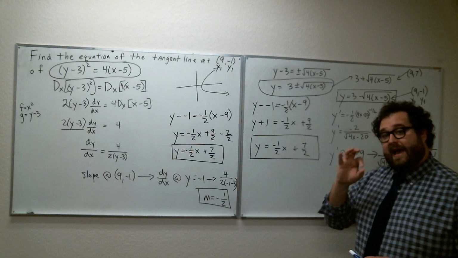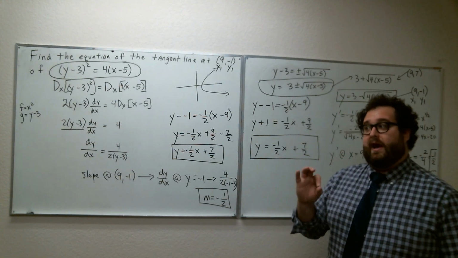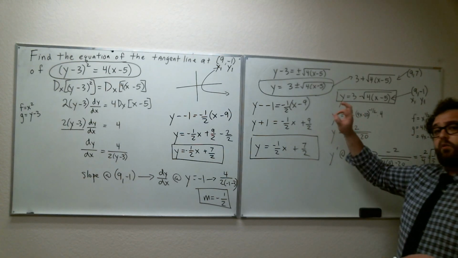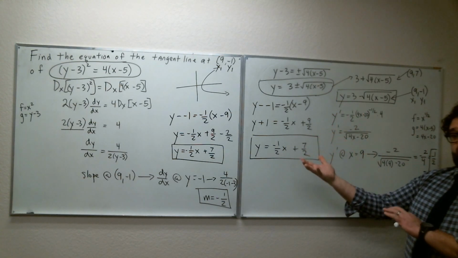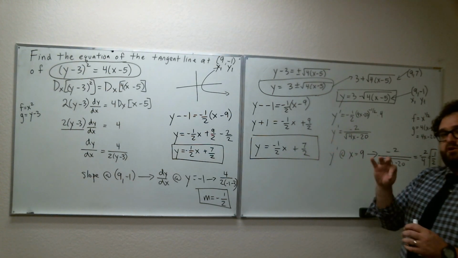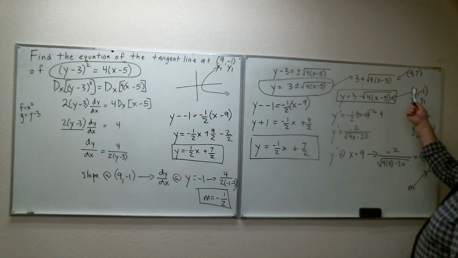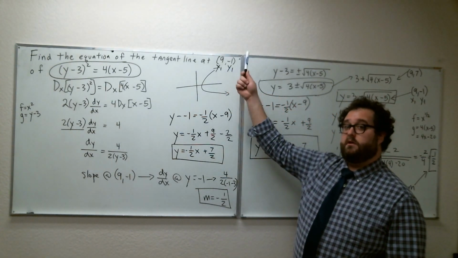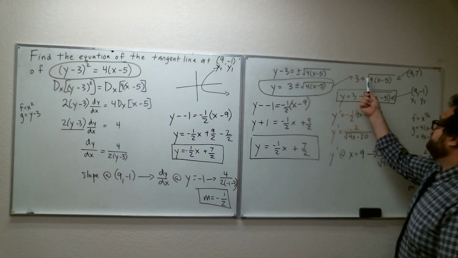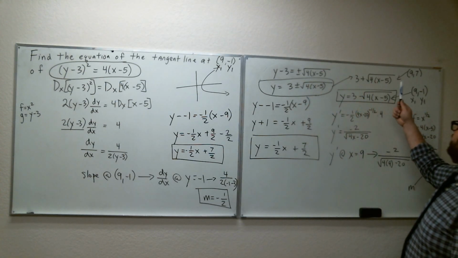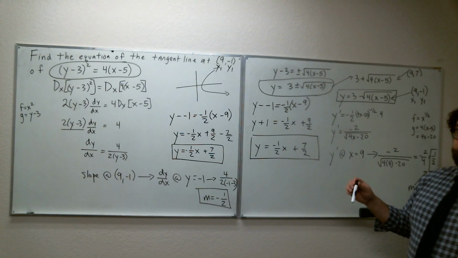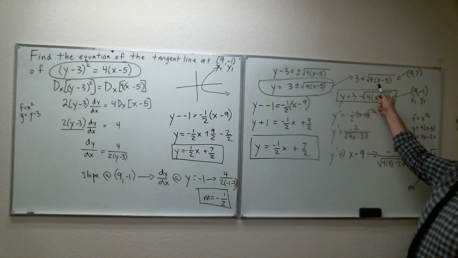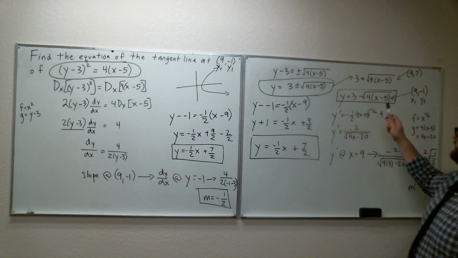If you are going to use explicit differentiation, you have to be very careful when you solve for y, and if you get multiple explicit functions, you have to choose the correct one, and that all depends on what your original point is. We had to choose the explicit function, the one that we know 9 comma negative 1 is a part of. 9 comma negative 1 is not a part of this explicit function, so we have to choose this one.